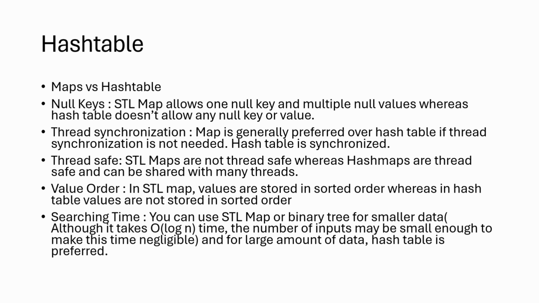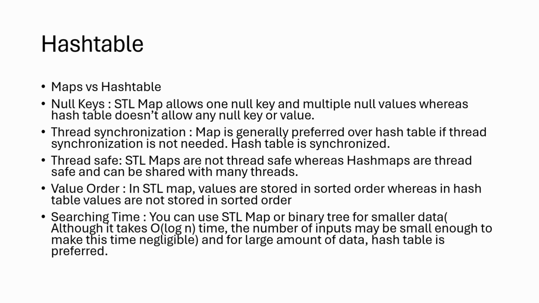Overall, they serve as a container to store data, and there are keys and values in both. Now let's talk a little bit about the differences. Null keys. The map allows you one null key and multiple null values, whereas hash table doesn't allow any key or value. So keep this in mind.